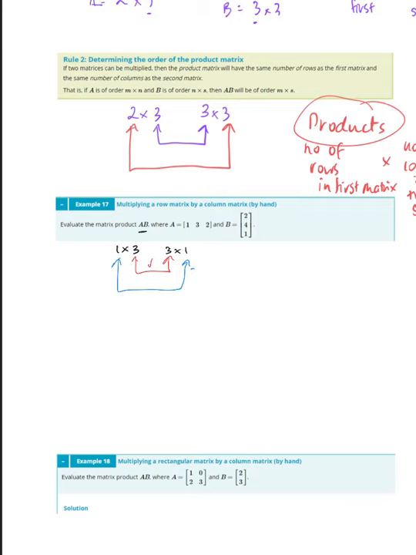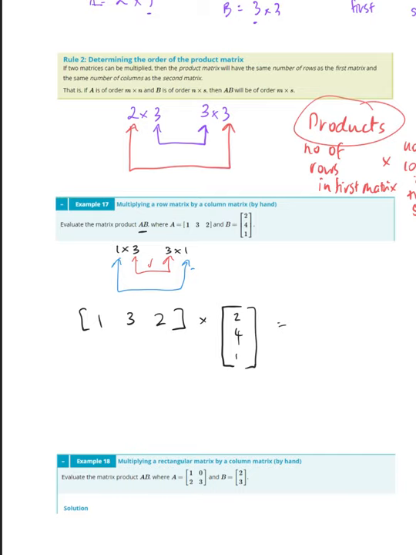All right, so let's have a look at this. 1, 3, 2 times 2, 4, 1. So what you're doing is you're going to multiply every row by every column. So every row in the first matrix by every column in the second matrix. And if there's multiple, you add the elements or the parts together. All right, this one's really simple because we're only going to get one element at the end. So let's have a look.